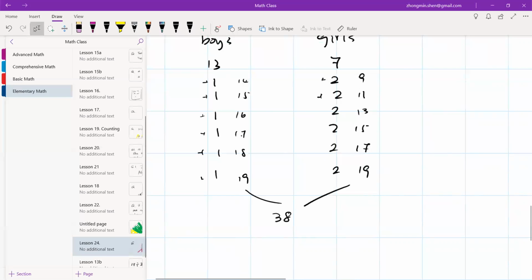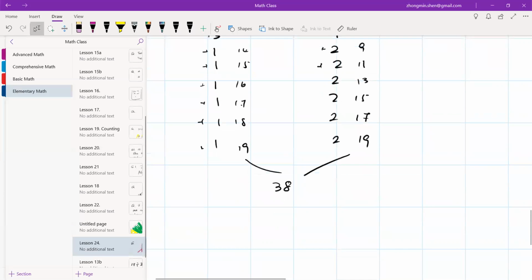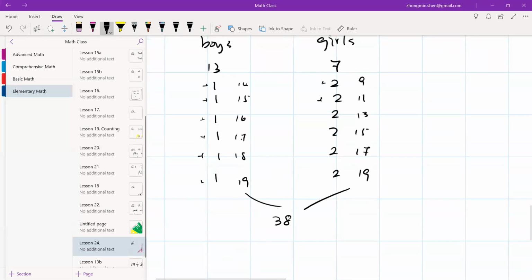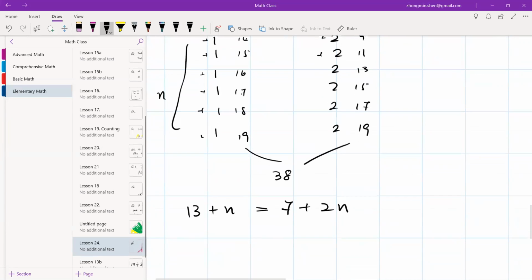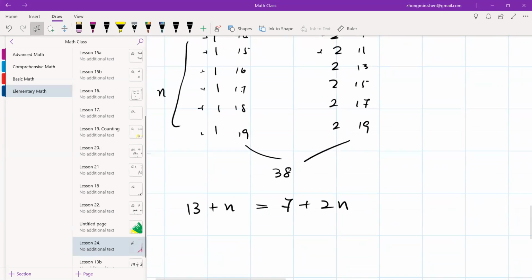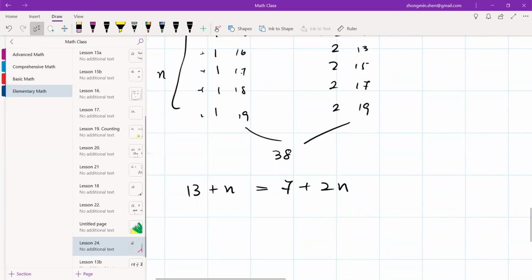Now, if you are in the basic math class, how do you solve the problem? You assume you are going to add some number n of boys, right? So 13 plus n should be equal to 7 plus 2n, because the girls will be doubled. And from here, you can solve the equation. You can subtract n on both sides, then you get 13 equals 7 plus n.